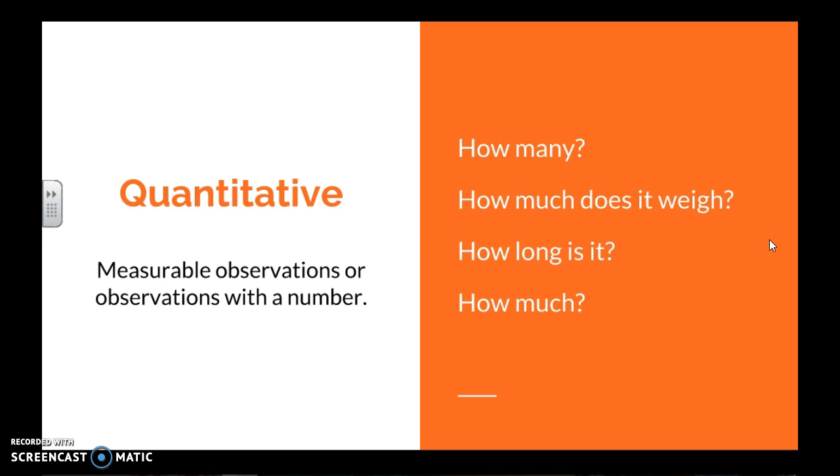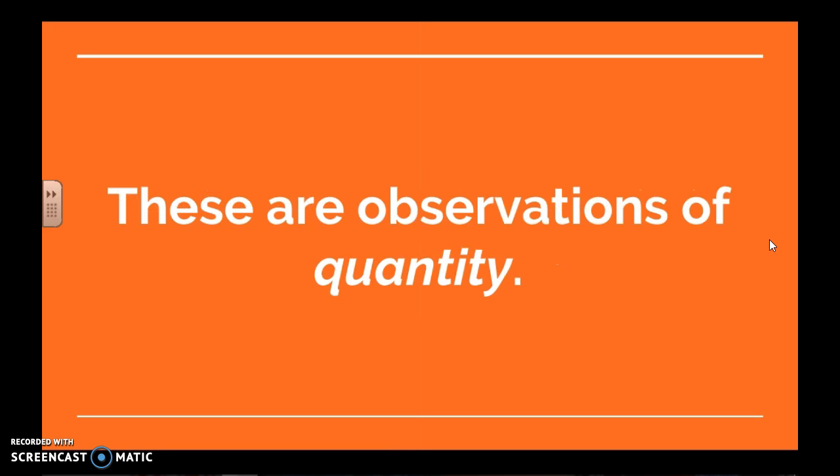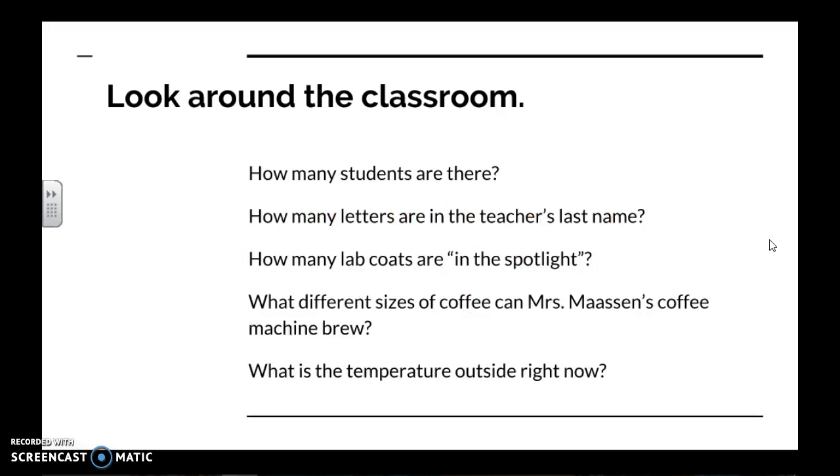So the questions you might ask yourself when you are wanting to make quantitative observations are maybe how many of the object do you have? How much does it weigh? How long is it? How much is there in the cup or whatever if you're doing fluids or something like that? So those are the questions you might ask yourself. These observations are of quantity. Okay, so how much? How many? What does it weigh? It's quantity.